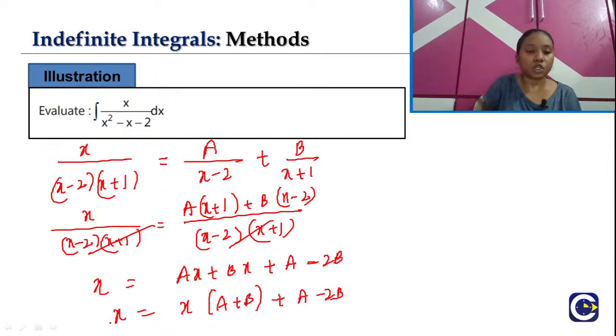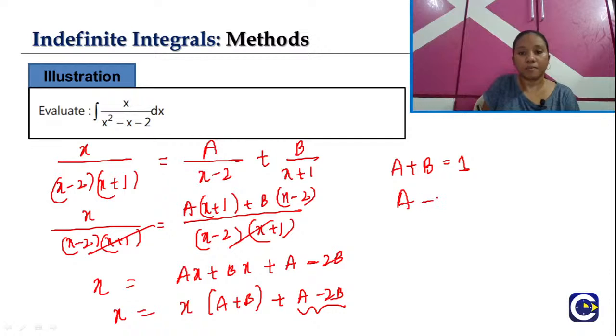So if we compare the coefficient of x on both sides, a plus b will be equal to 1. And here there is a constant on the RHS, but there is no constant on the LHS of the given equation. So that means a minus 2b will be equal to 0. Right, so I end up having two equations for a and b. So let's simplify it and find the values of a and b here.